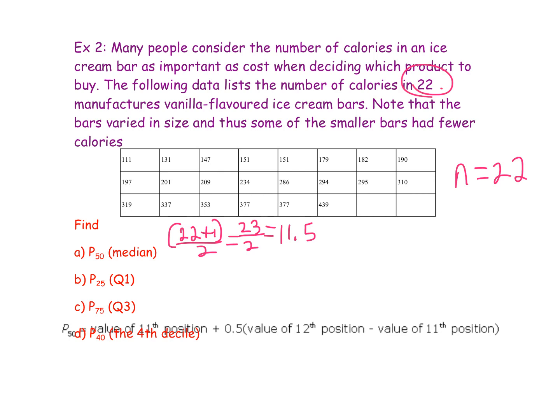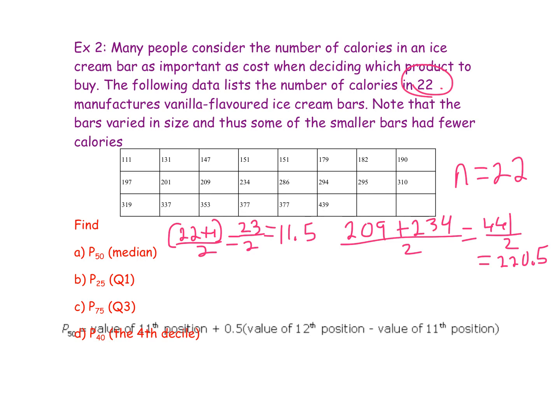So I think we have 8 on each row. 1, 2, 3, 4, 5, 6, 7, 8, 9, 10, 11, and 12. So the 11th is 209, and the 12th is 234. We're just going to average those. We want the halfway point in between them. So we're going to get 441 over 2. And that gives us 220.5. So that's our P50, but also our median and also our Q2, because they're all the same thing.